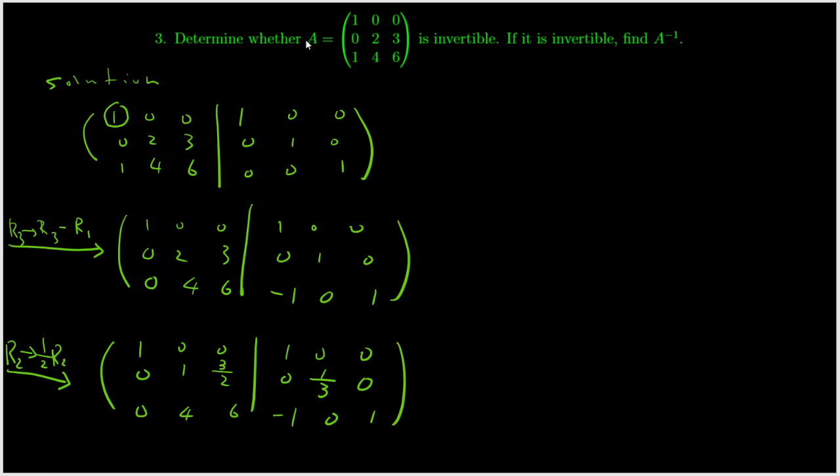Sir, in row 2 there is 1 by 2 instead of 1 by 3. Alright, sorry about that. I think that number is 1 over 2. It's good enough. Sorry about it.